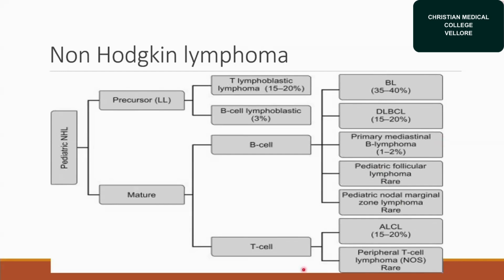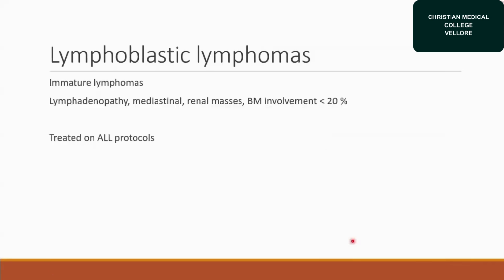T-cell lymphomas, again, we divide mainly into anaplastic large cell lymphoma and peripheral T cell lymphoma NOS. Our focus again today will only be on ALCL because PTCL NOS is a little different. However, we do treat it along the lines of adult lymphomas. Lymphoblastic lymphomas, as the name suggests, are immature lymphomas. The name blastic means immature, essentially. These patients may present with lymphadenopathy. They may present with mediastinal masses. Occasionally, they may present with renal masses or just isolated hypertension.